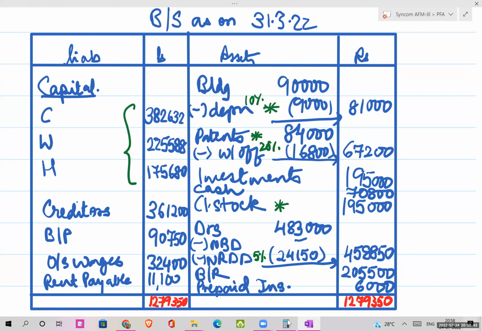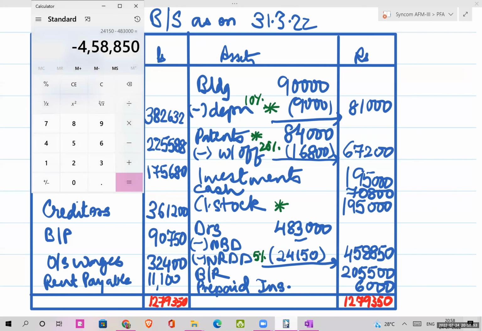Then this is the balancing figure we got from the capital account. Creditors, bills payable, all one effect. Outstanding wages, one effect. Rent payable, one effect. Okay. 81,000 plus 67,200 plus 1,95,000 plus 7,800 plus again 1,95,000 plus 4,58,850 plus 2,05,500 plus 6,000. So 12,79,350.